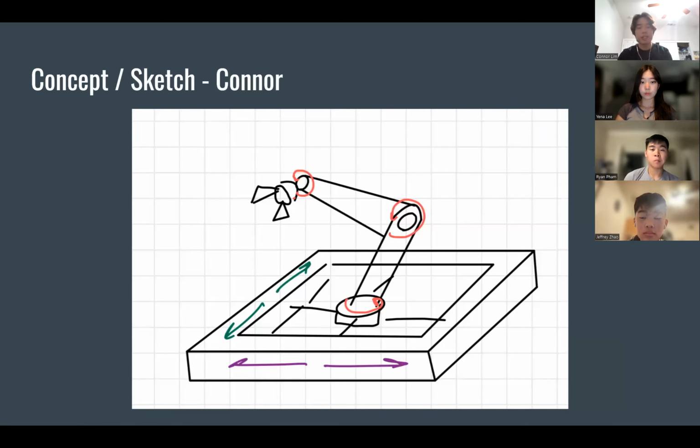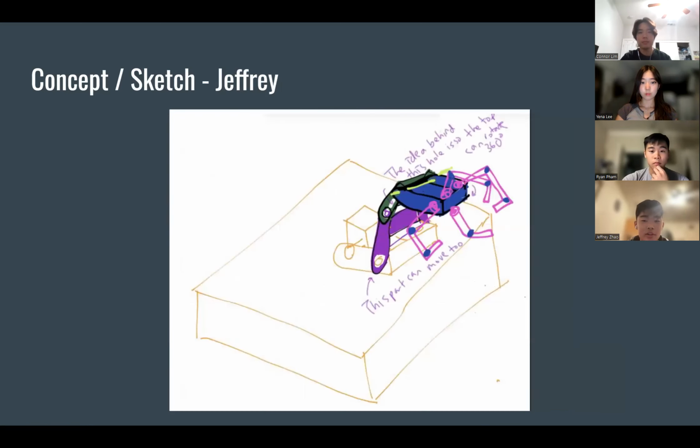And so this is our first concept sketch. This is mine. And so the main point of my design was I wanted to maximize the degrees of freedom by having linear bearings at the base, just so we can get X and Y degrees of freedom. All right, so next is my design, and my design has an idea that the robotic manipulator has 3 rotational degrees of freedom, one of which is 360 degrees as shown by the project guidelines.